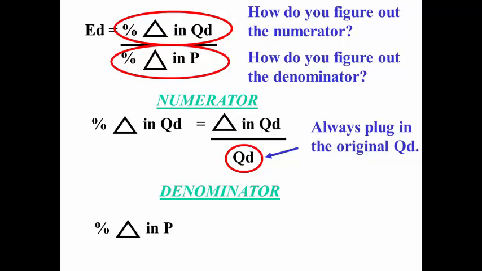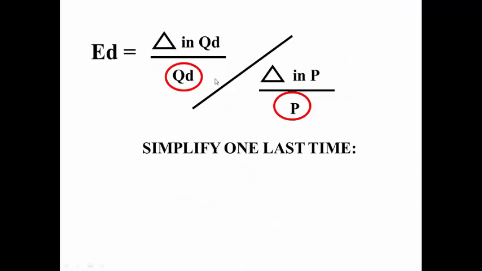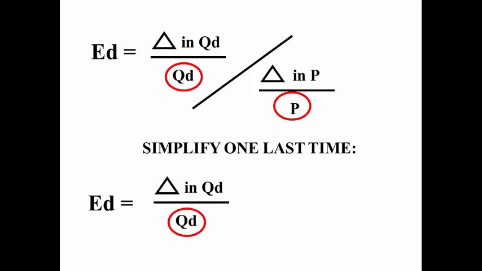To figure out the percentage change in price, take the change in price going from the first price to the second price and divide that by the original price or the first price. What we have then is a fraction divided by a fraction. To simplify it one last time then, the elasticity of demand is equal to the change in quantity demanded divided by the starting or the original quantity demanded times the original price divided by the change in price. Stop the video and write down this formula.